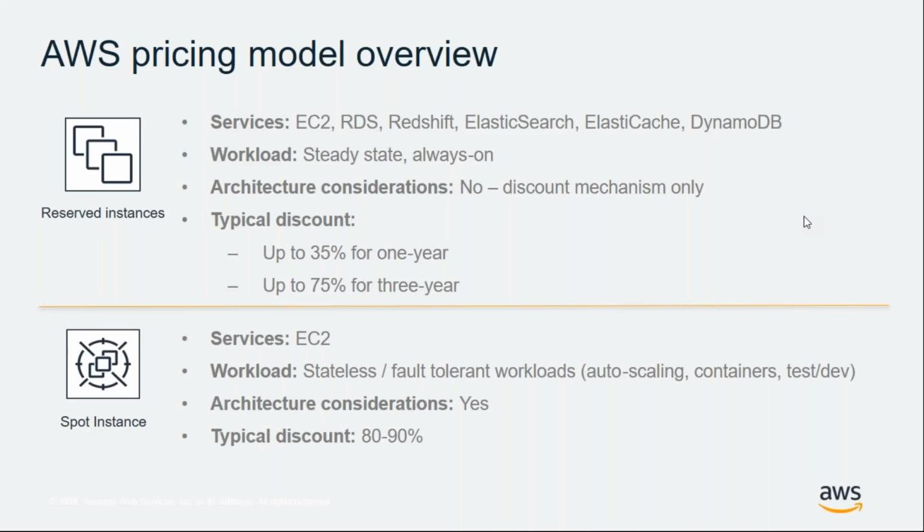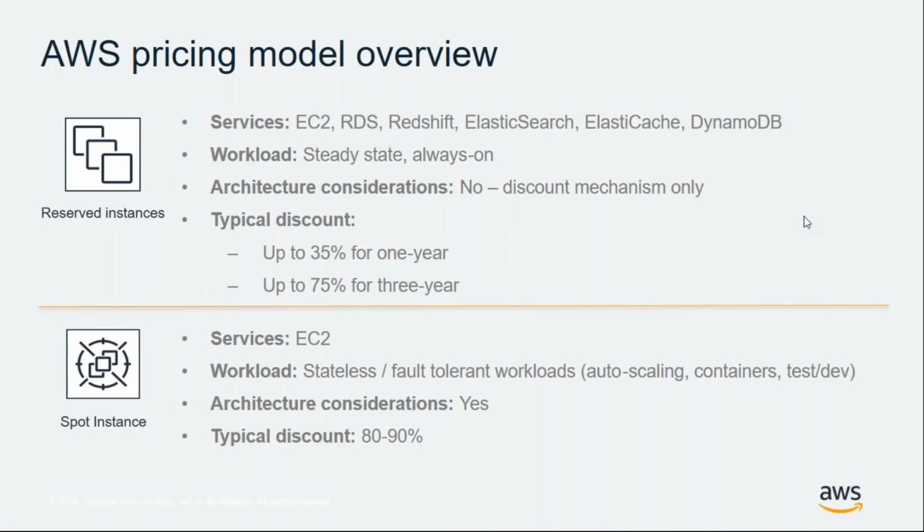So a quick overview of each. Reserved instances are available for EC2, RDS, Redshift, Elasticsearch, Elasticache, and DynamoDB, so a lot of services. The ideal workload for a reserved instance is your steady state, always on workload. So if you're running production workloads, they're a really great pricing model. If you're running any SAP workloads, they're a really great pricing model. If you run public-facing web servers, which always need to be accessible, this is a really great way to bring down your cost.